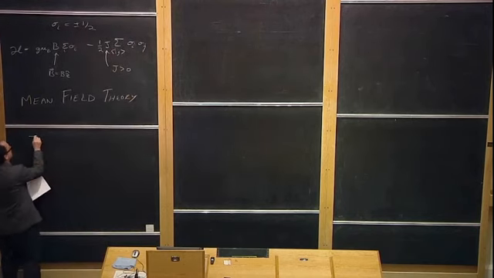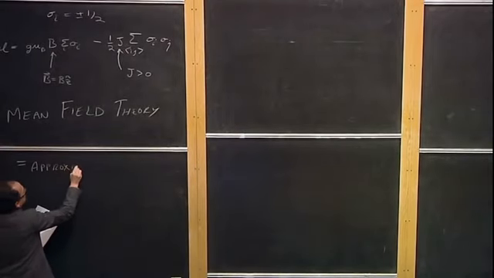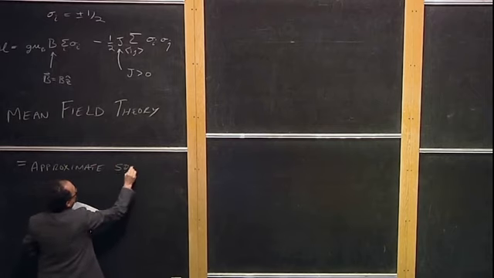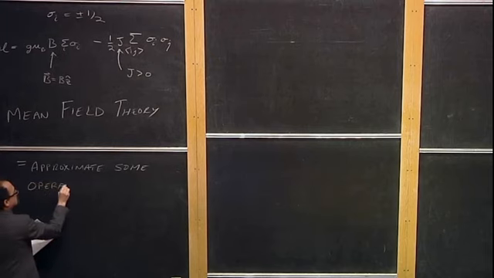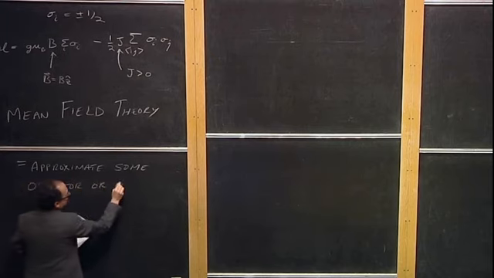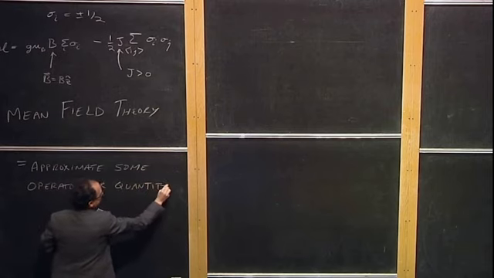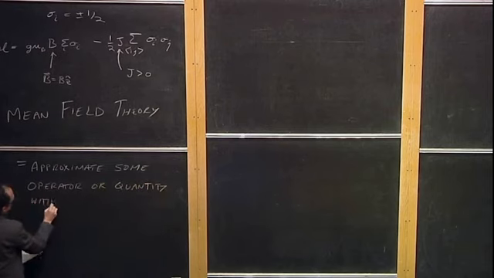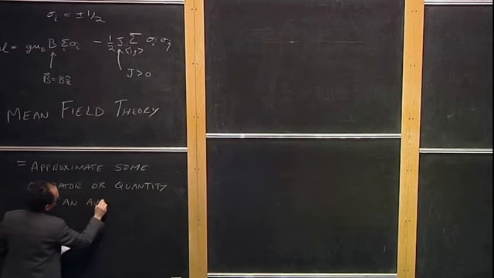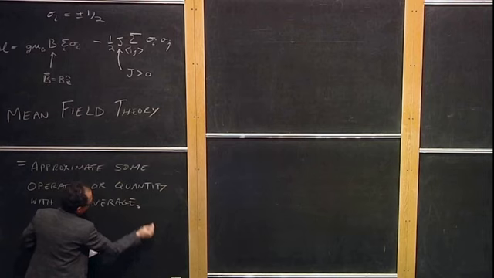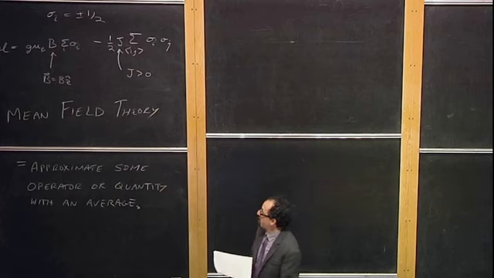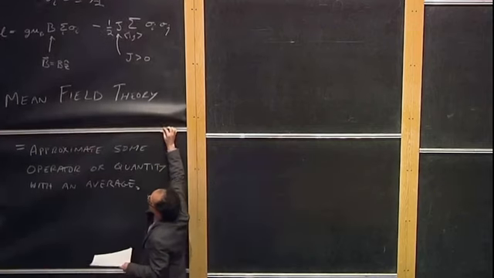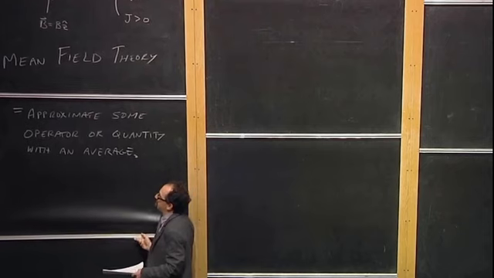Mean field theory can be approximately defined as whenever you approximate some operator or quantity with an expectation, with an average or a mean. This is used very, very commonly, not only in condensed matter physics, but also outside of condensed matter physics. This is a very general statement, so there are many things that you can start approximating as an expectation or an average.